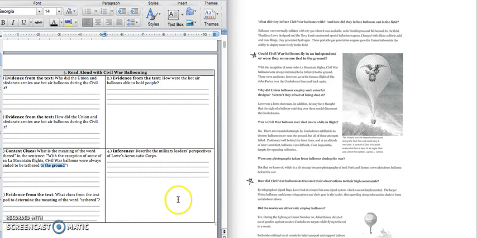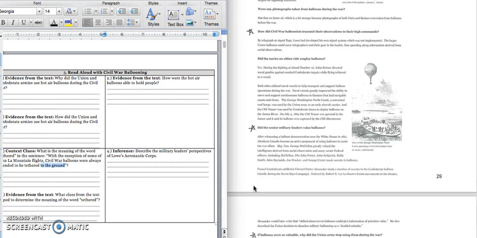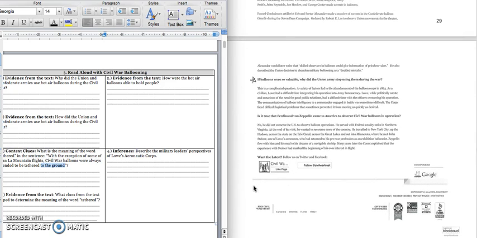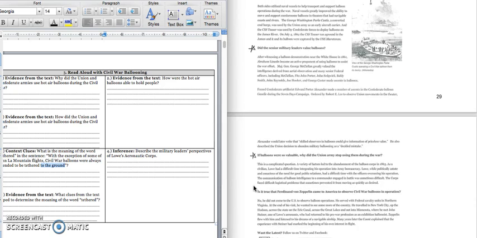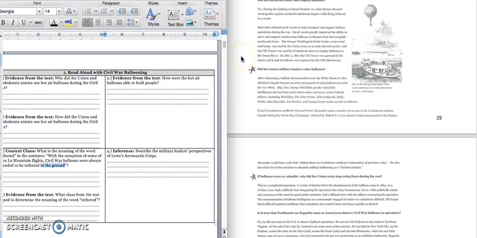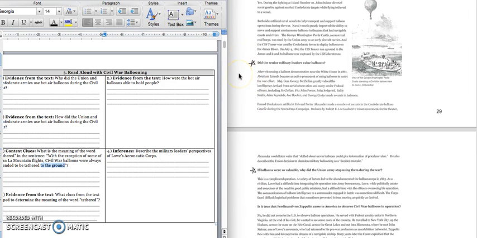When you're thinking about number 4, I want you to read this section right here that says, did senior military leaders value balloons? Go ahead and get started.